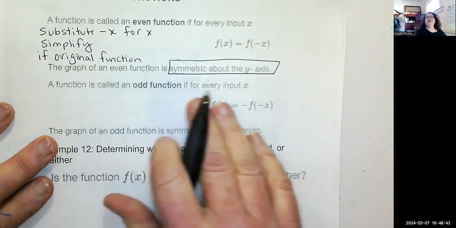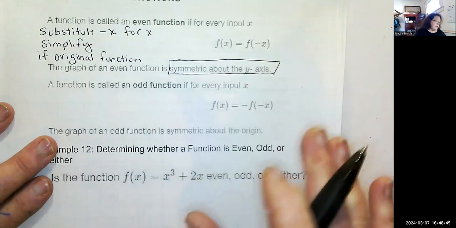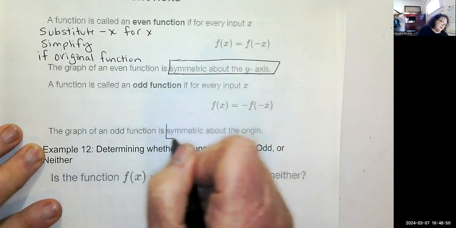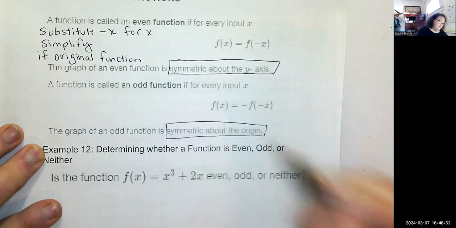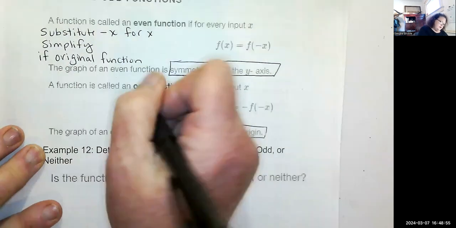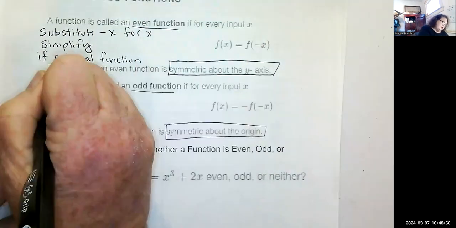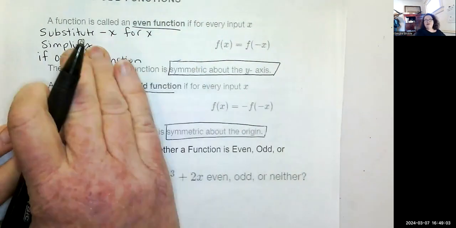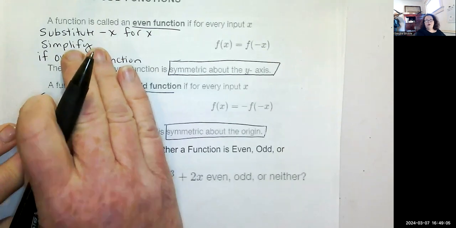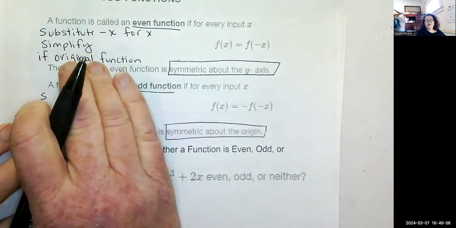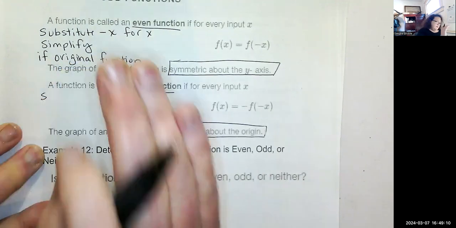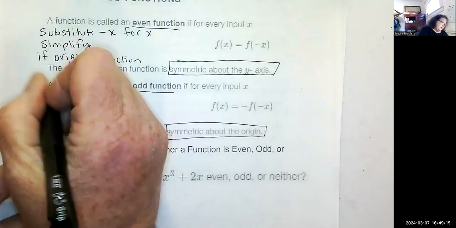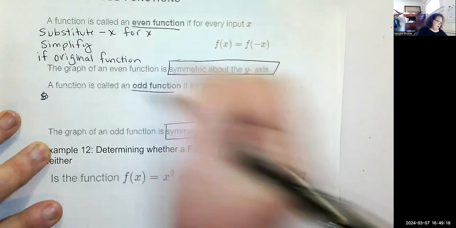For an odd function, for every input of x, f of x is equal to the negative of f of negative x. So the graph of the odd function is symmetric about the origin. That is important as well. This is for odds and evens. So what we're going to do is, we've already substituted negative x for x, and we've simplified. So at that point, we know it's not the original function, but what we can do is take that function that we got the outcome from and set it up to where we have, how can I write this?